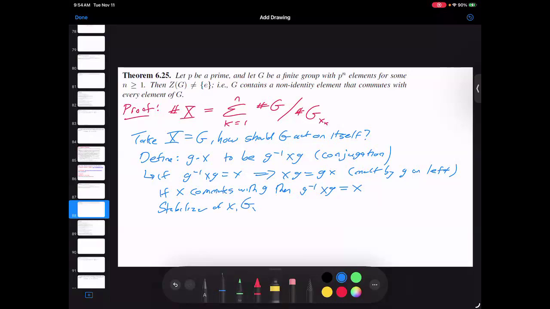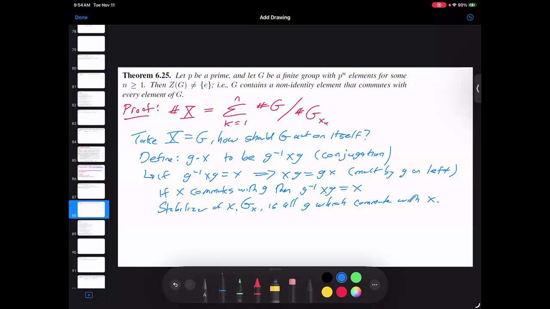GX equals X. Okay, is all G which commute with X? Right? Because if you're in the stabilizer, G inverse XG equals X. So the stabilizer is all things that commute with X. Okay.